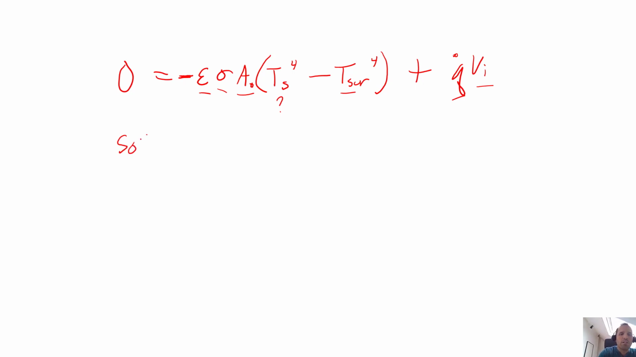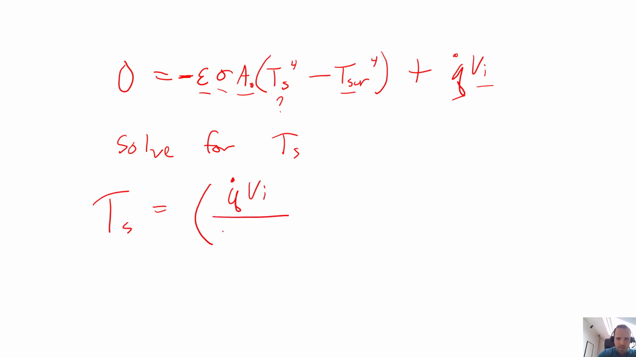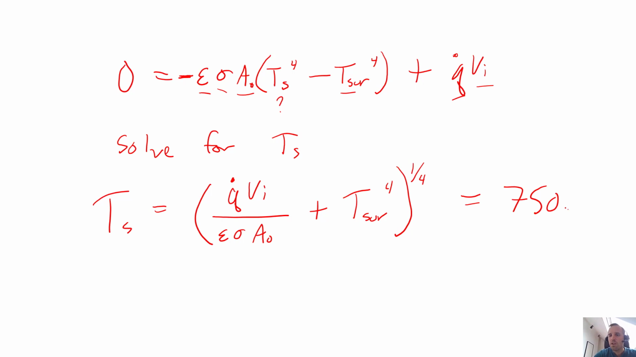So now if we solve for our surface temperature, we get our surface temperature is equal to, and again, I would always encourage you to do this very carefully algebraically first. We have Q dot times our inner volume divided by epsilon times sigma times our outer surface area plus the temperature of our surroundings to the fourth, and then we need to take this whole quantity and take that to the 1/4 power. If we plug and chug everything in there, we end up getting a temperature of 750.6 Kelvin. So we want to be really careful in this problem to use the absolute temperature.